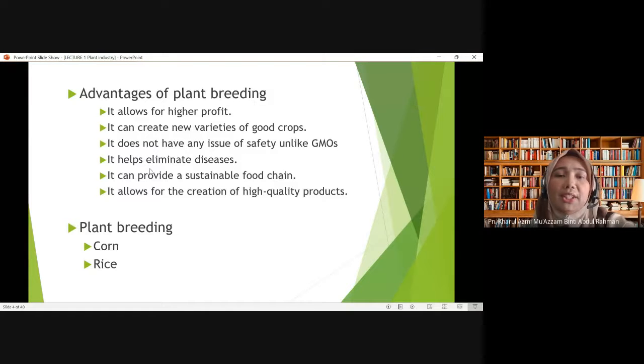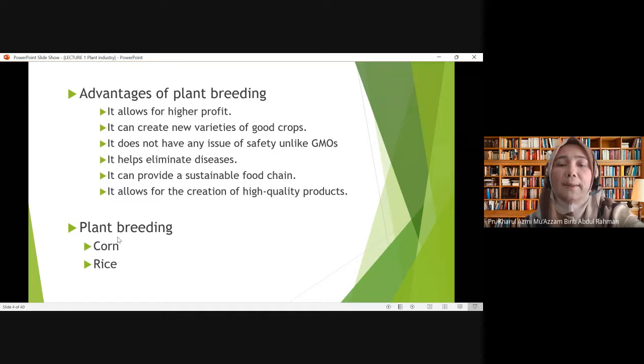And then also it can help eliminate disease. Kita boleh meningkatkan kerintangan sesuatu tanaman tu terhadap penyakit. And it can also provide a sustainable food chain ya. Maksudnya memastikan bekalan makanan, sustainable ya. And then allow for the creation of high quality products sebab kita dah interbreed dengan ciri-ciri desired karakteristik yang bagus ya. So we can enhance the quality of the products.